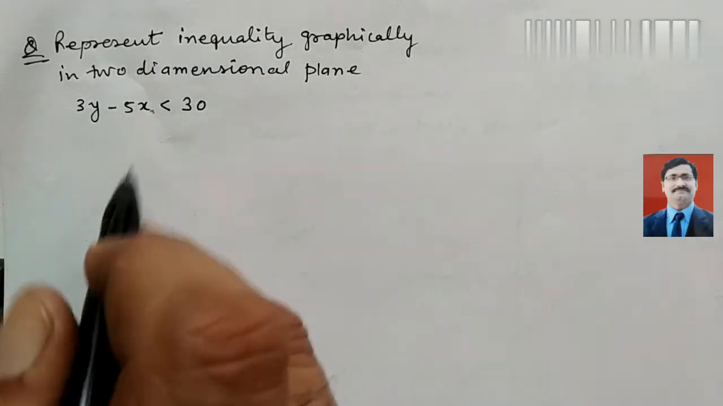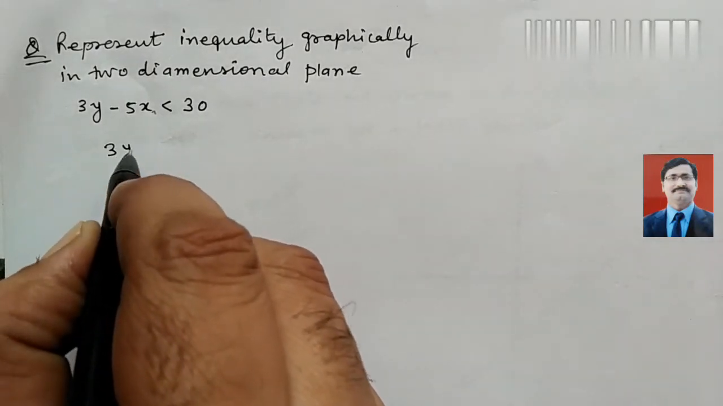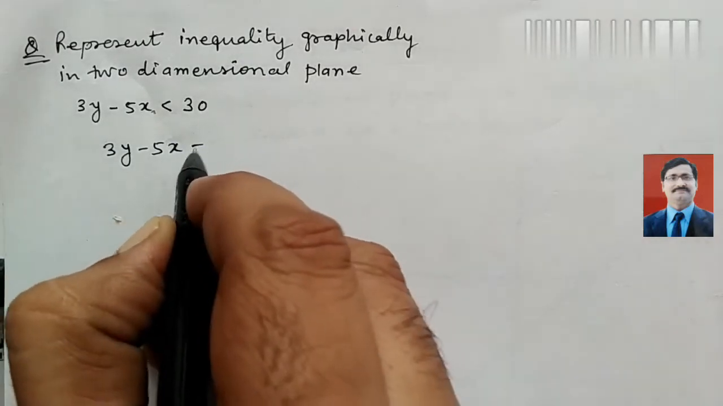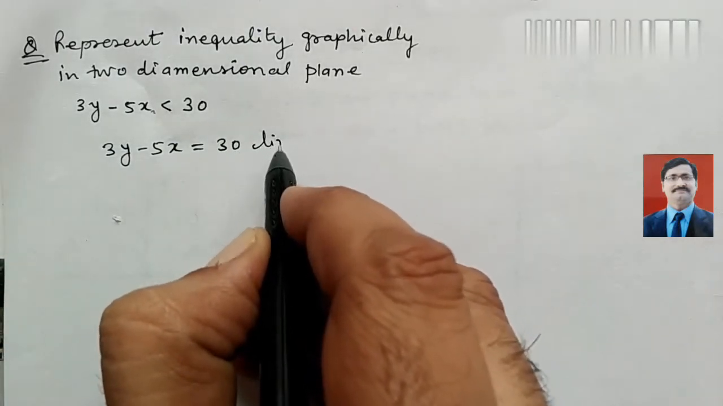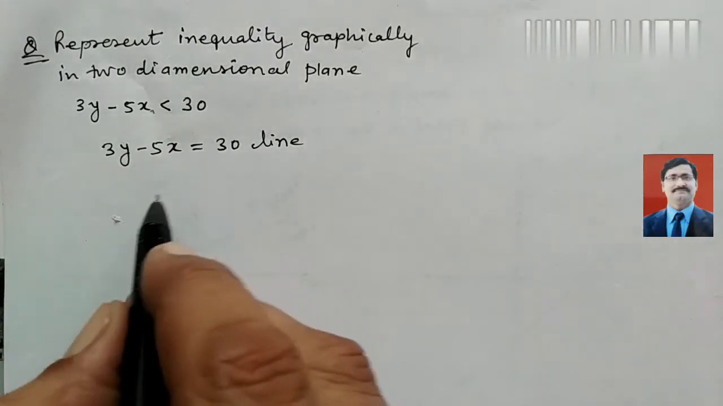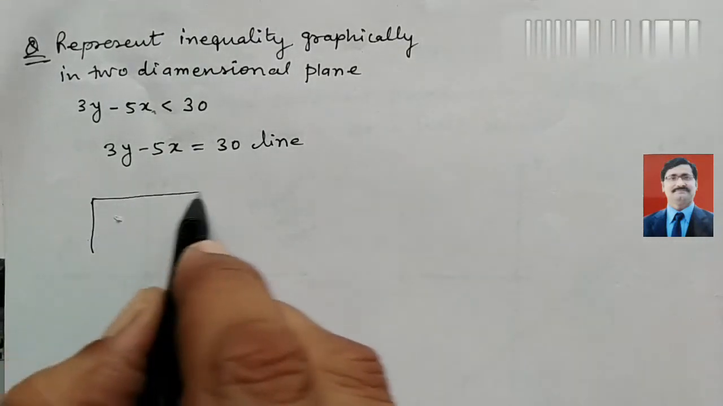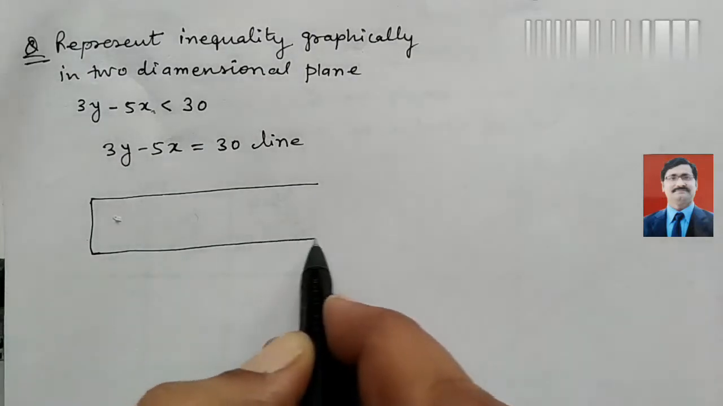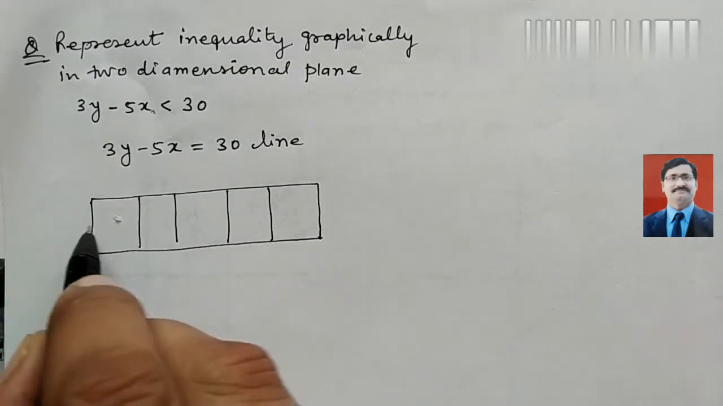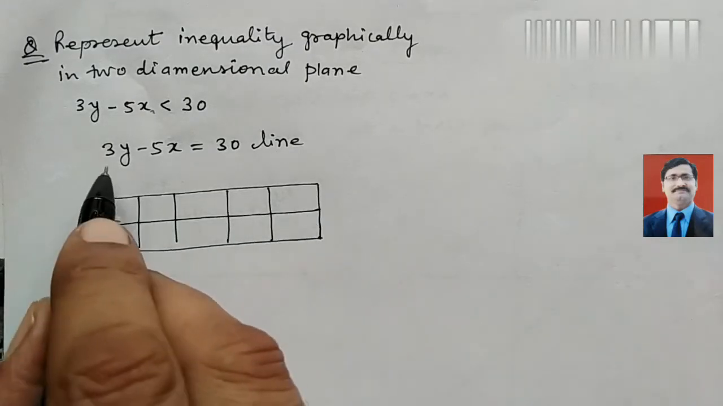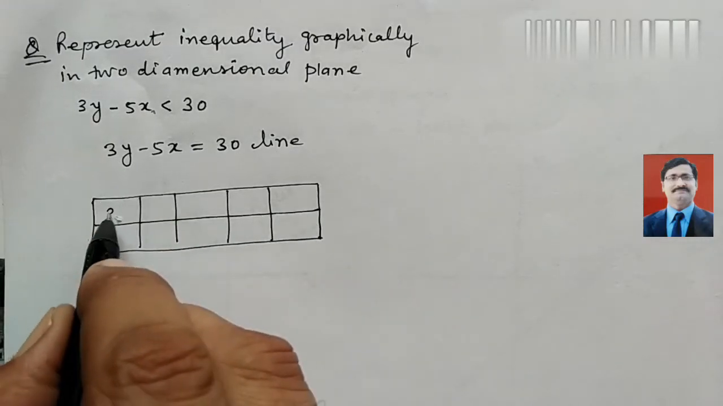First of all we can write 3y minus 5x equal to 30. Okay, this is a line. Now we will put values of x and y and we will get the table. We will complete this table first. We will find 2-3 points.